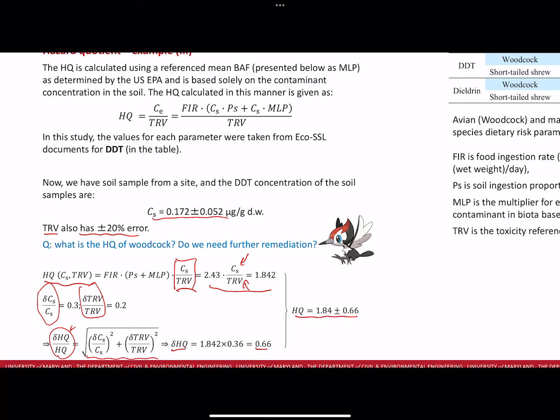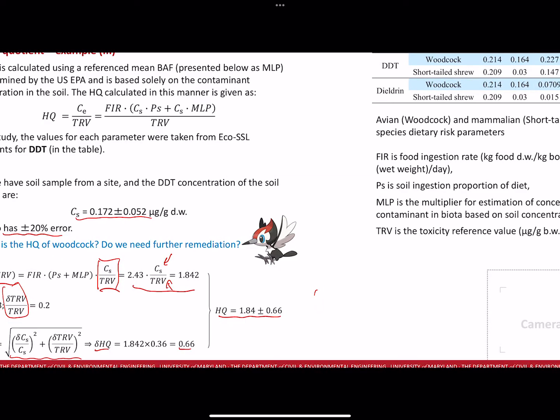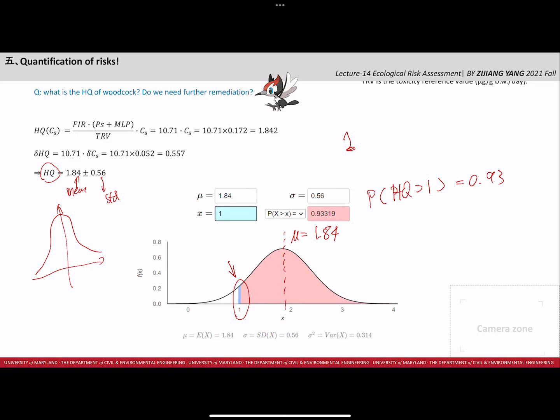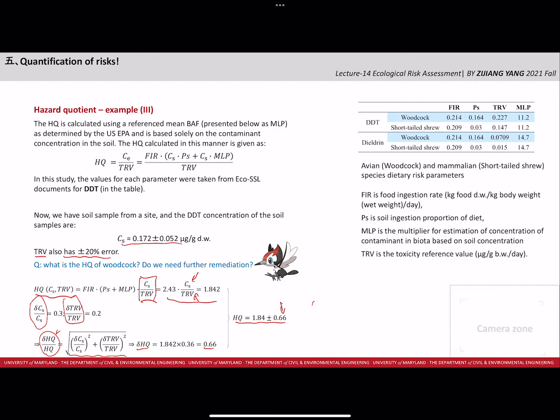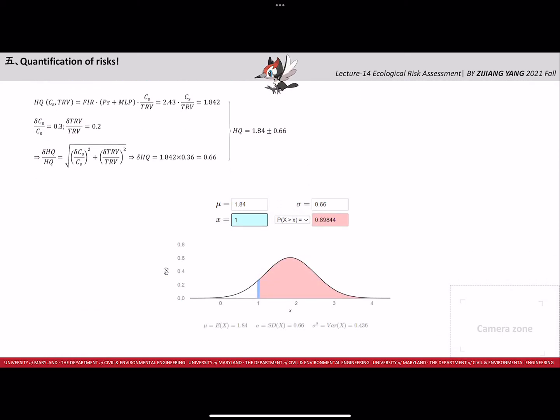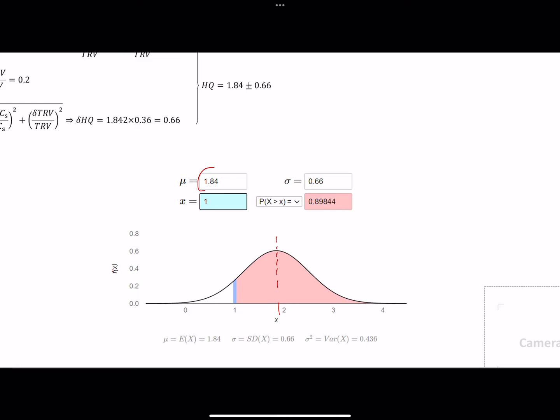So the HQ equals this one, and the uncertainty is 0.66. We can see the uncertainty increases. For the previous one, this was only 0.56, so this is an increase. Again, we can use a similar method to interpret this result. This is a normal distribution with mean equal to this one, and we have the standard deviation. And again, the probability that the hazard quotient is greater than 1, in this case, is 0.898. So this is also relatively large, and we would say further action is needed.